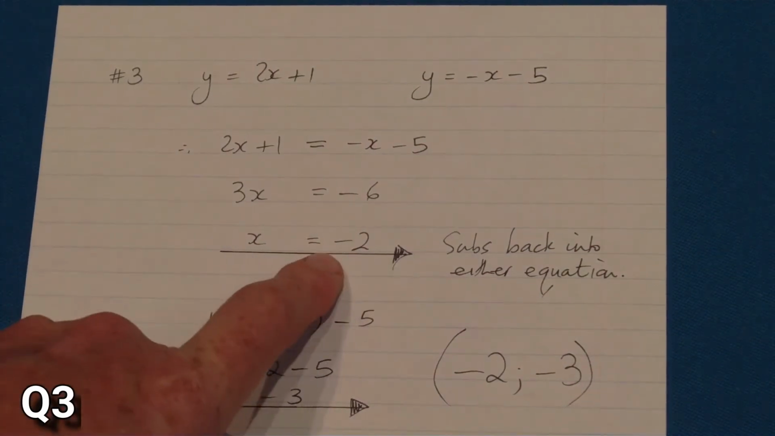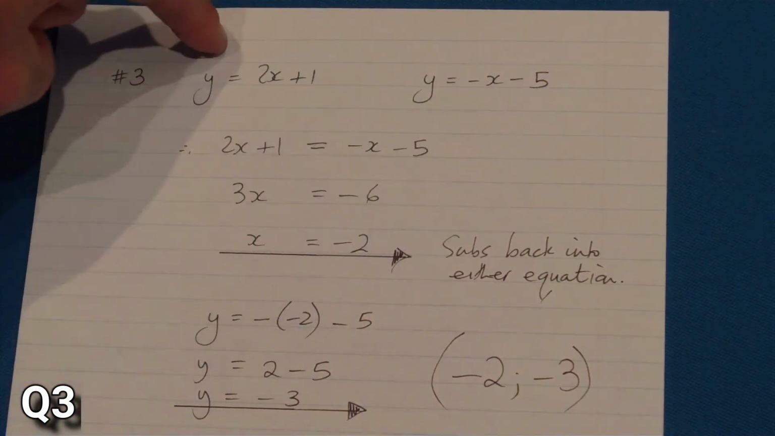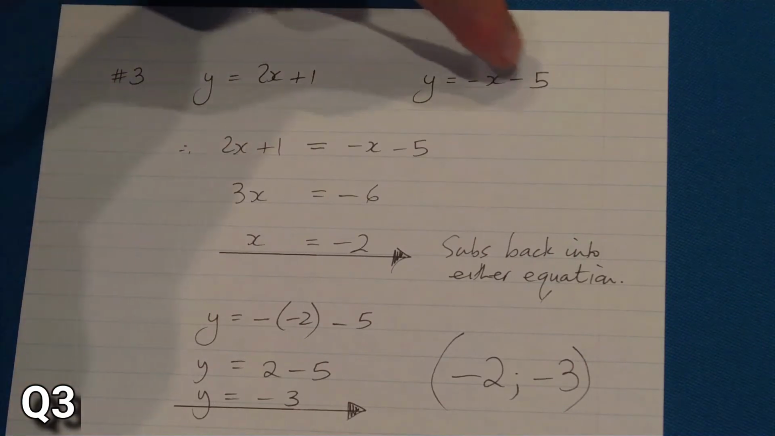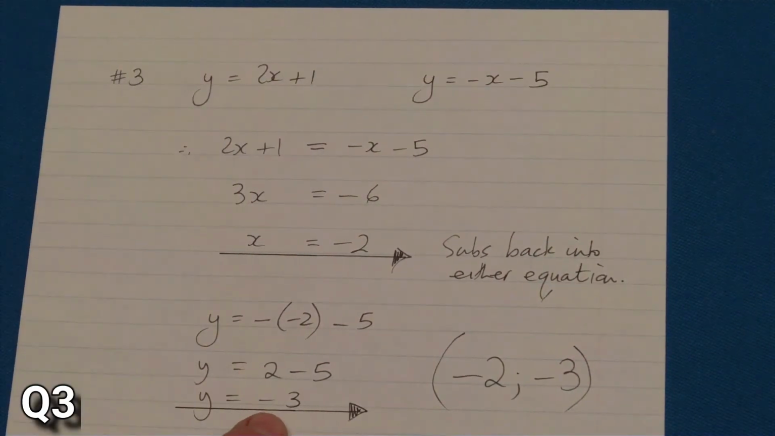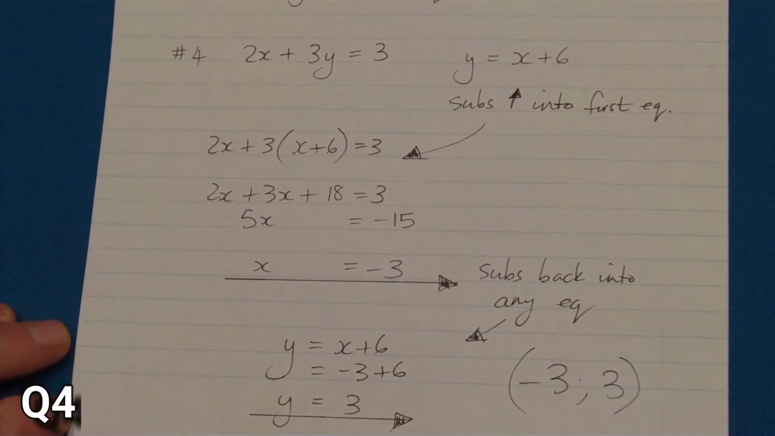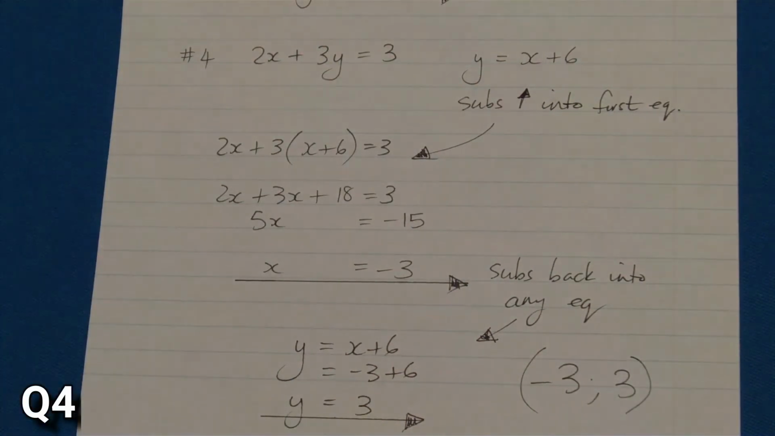And once you've got the x, you just got to sub that back into either of the original 2 equations to get the y. Doesn't matter which one you put it in, you'll get the same answer for both. Okay, so I put it into this one and end up with y equal minus 3. Alright, and because they asked you to determine the coordinates of the points, I wrote the x and the y in coordinate form. Okay, number 4, once again 2 equations, both with x's and y's, so not so good.